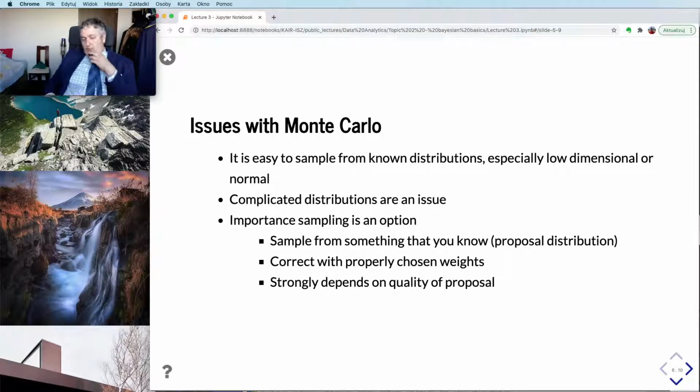One of the ideas to make it work is so-called importance sampling, in case you can sample from something that you know and it's easy to sample, and then introduce corrections with so-called importance weights. The problem is that this strongly depends on the quality of the proposal distribution we will be generating samples from, and finding a good proposal distribution might be very difficult in high dimension, because those typical sets become very thin and any difference can result in different typical sets.